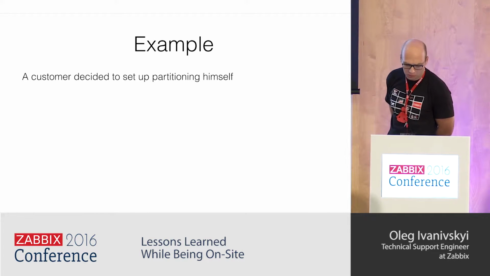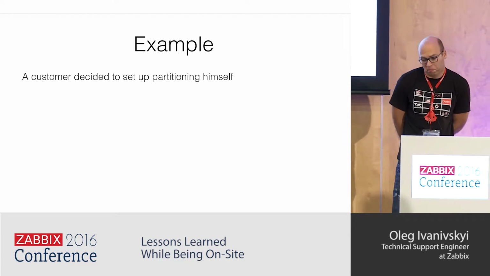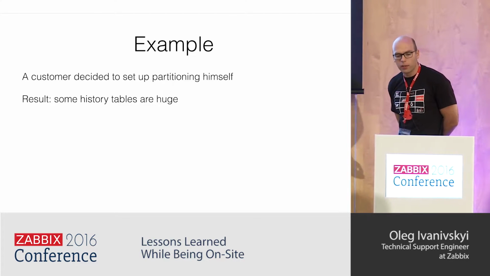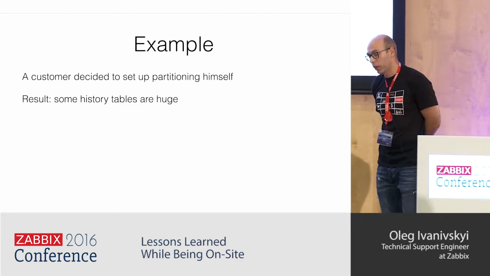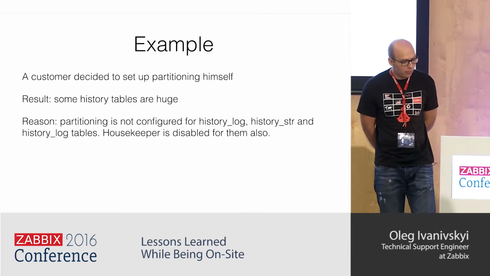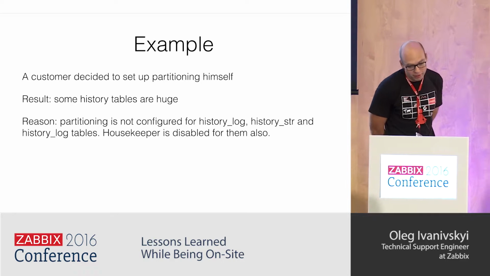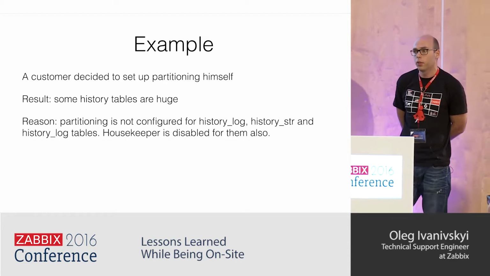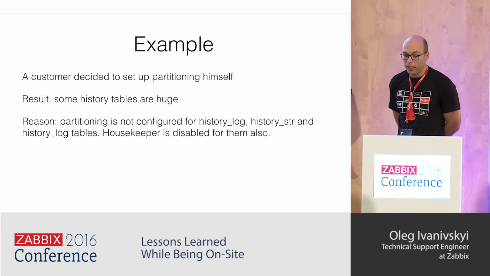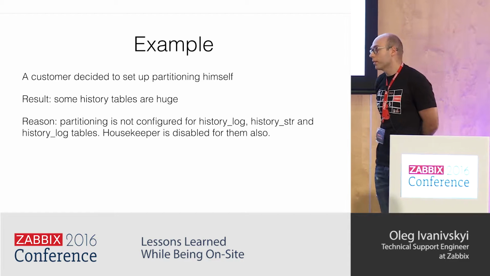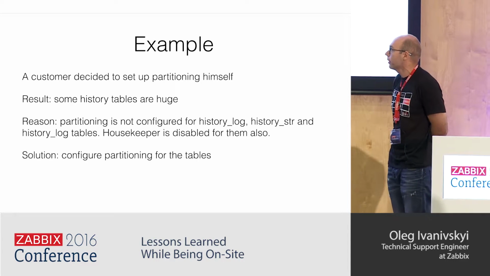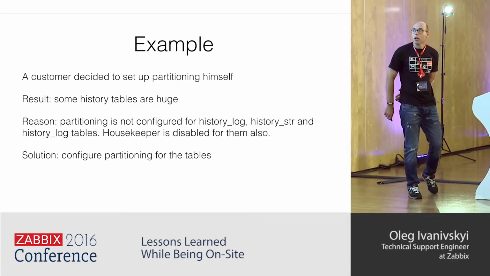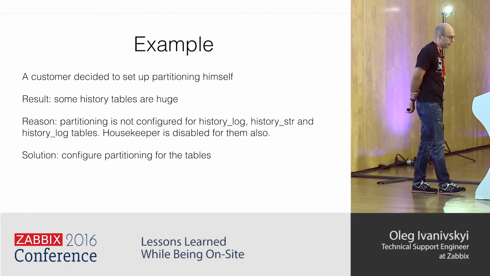Another example, but the same task. Another customer, the same task, so I need to stop partitioning. Okay, looks good, so why not? Yep, good solution. And for some reason, several history tables are huge. Strange. And of course, we have checked the configuration, and partitioning was configured for history and history_uint tables only. Housekeeper was disabled as well, so quite an interesting solution, but of course we decided to fix everything and configure partitioning for the other history tables as well.